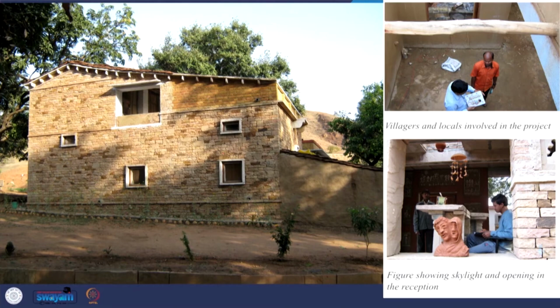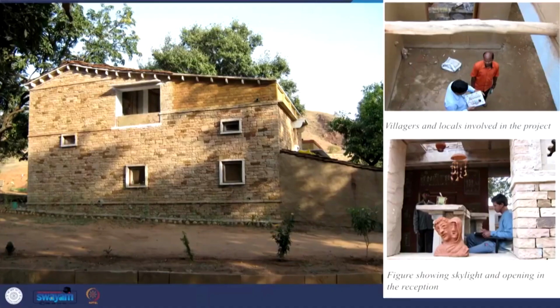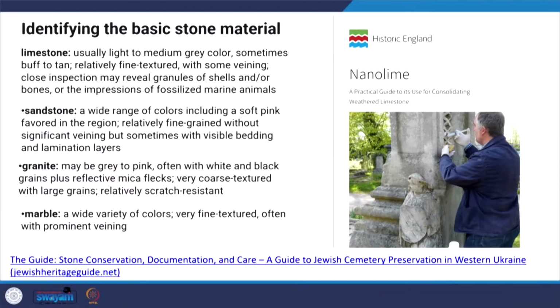He came up with smaller window sizes. He engaged the community in the process, and very interestingly, there were no formal drawings of that. Everything was made on site with the help of the villagers, who were involved in how they wanted to create the receptions, how they wanted to create the rooms, and all these processes.